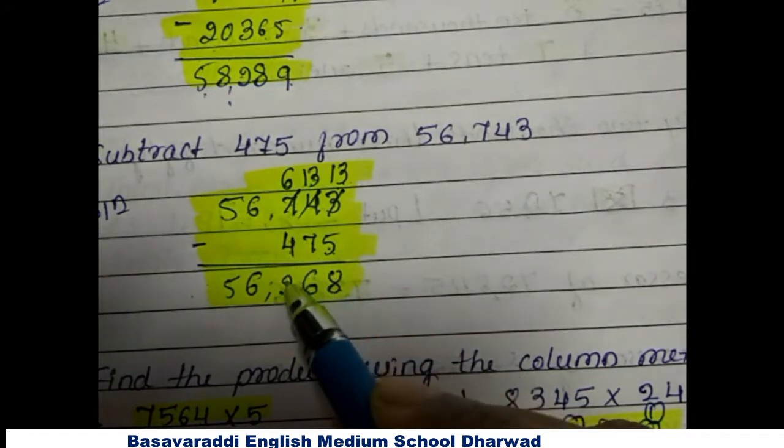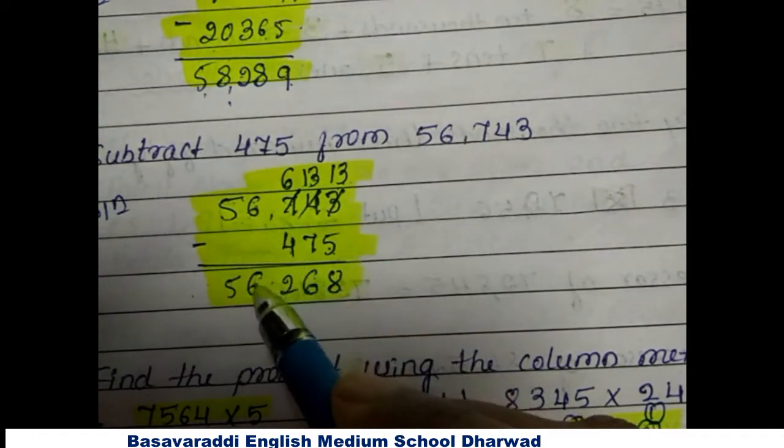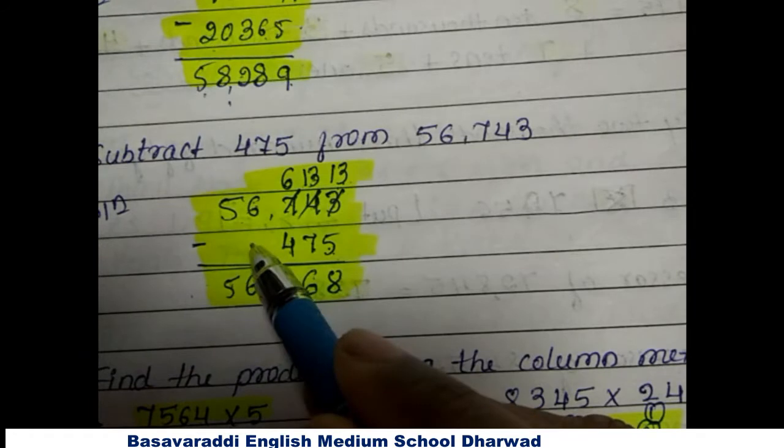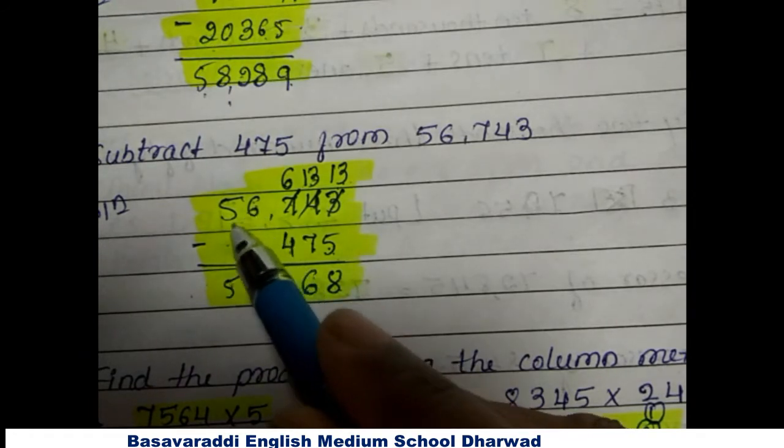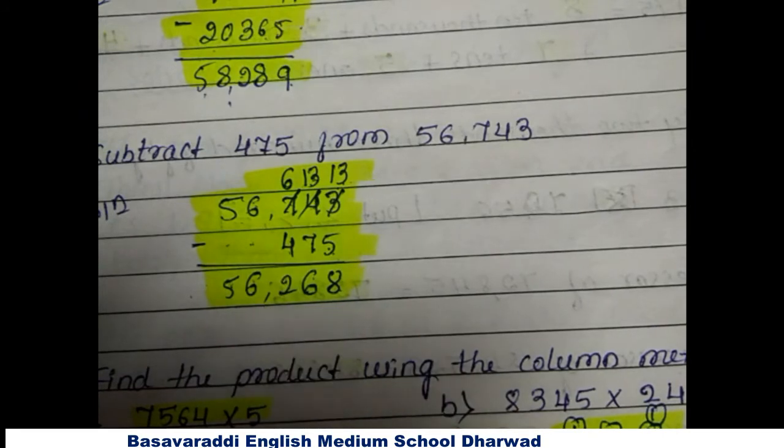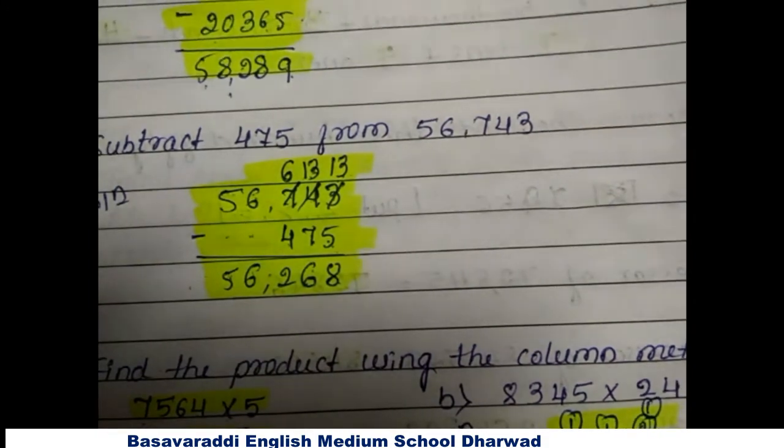6 minus 4 is 2. 6 as it is, 5 as it is. Why? Because there are no numbers to subtract. 56. The difference is 56,268.